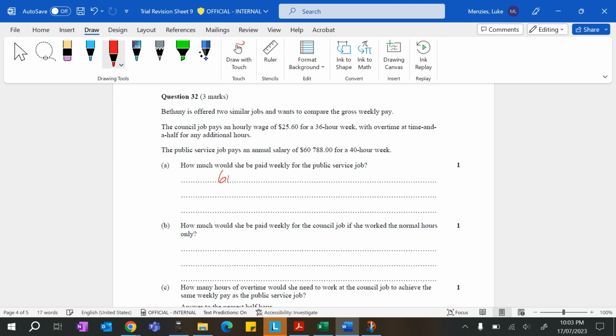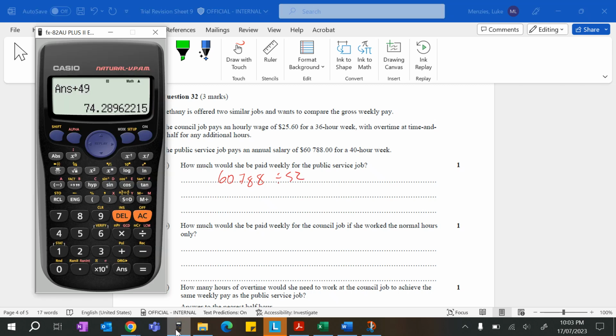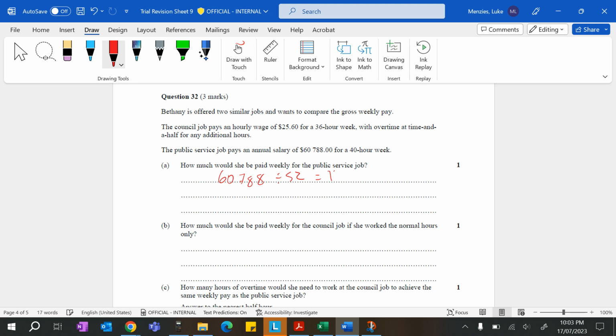So again, 60,788 divided by 52. Please remember there's 52 weeks in a year. I've had students in the past forget that. It's like how many cards in a deck of cards? Divided by 52. So 1,169. That's dollars per week. How much would she be paid for working the council job?